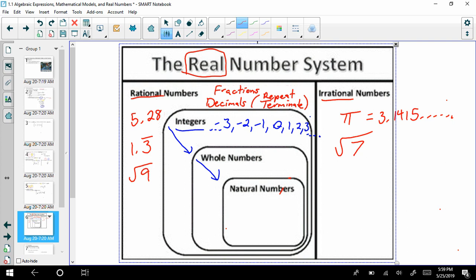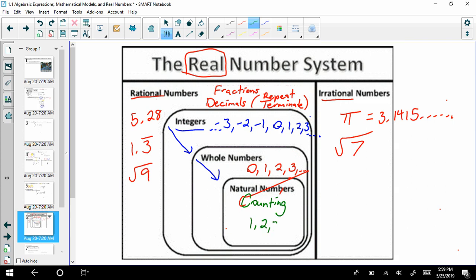So then moving on, whole numbers are 0 on up. So whole numbers do not include negatives. And then finally, the natural numbers are even more specific. They are sometimes called the counting numbers, and they are 1, 2, 3 onwards. So they do not include 0, because usually when you count, you don't start at 0, you start at 1.